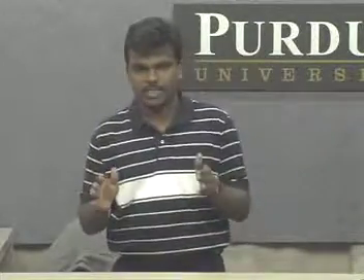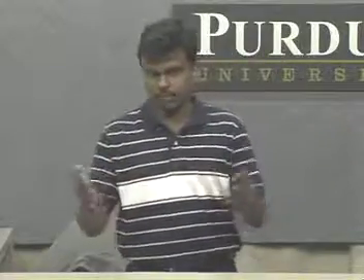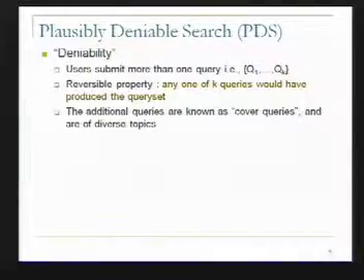Okay, let's move on to the main technique now. Plausibly deniable search. So you can see there are two terms involved, plausibility and deniability. The users are going to submit not one query, but k queries. And we have one more property, which is called a reversible property, in which any of the k queries is going to give you the same set that you submitted.